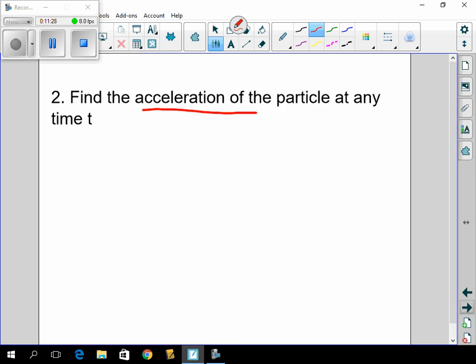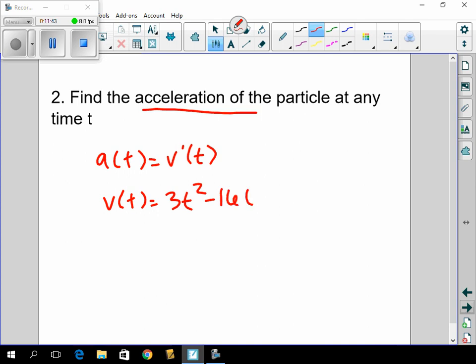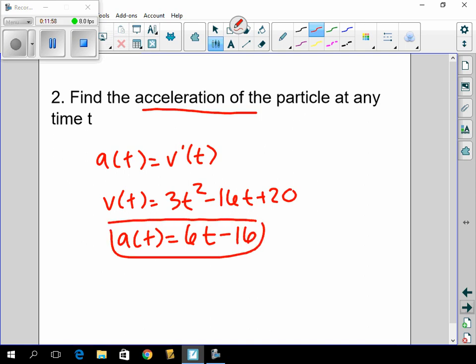So now I look forward, I need to find the acceleration. So I know that the acceleration is equal to the derivative of my velocity. And so my velocity was 3t squared minus 16t plus 20. So my acceleration is 2 times 3 is 6, t to the 2 minus 1 is just t, and then minus 16. So this was just the derivative of my velocity.